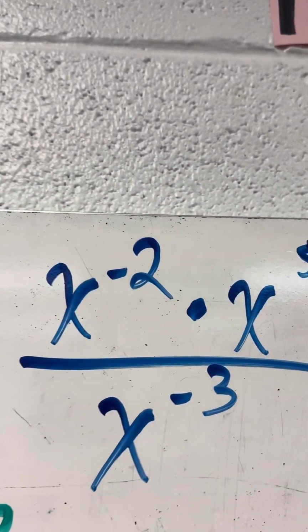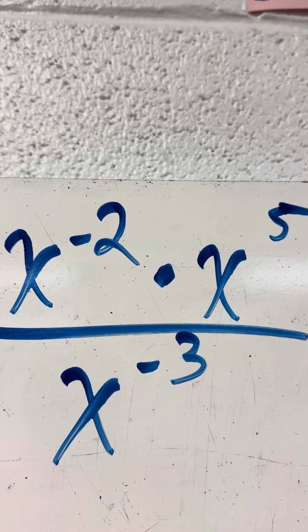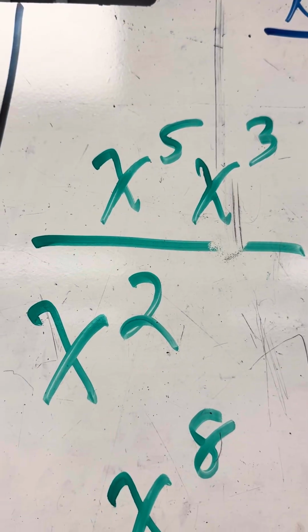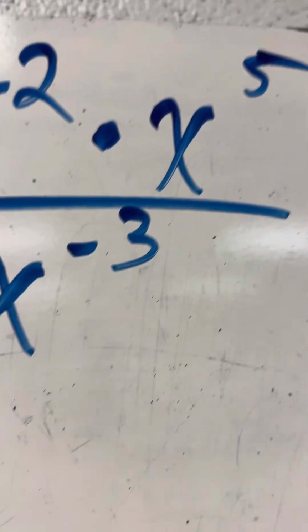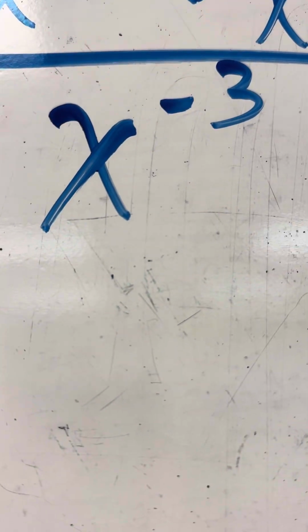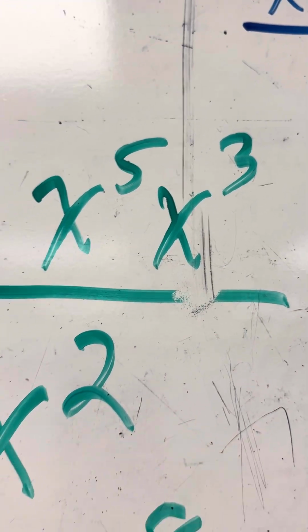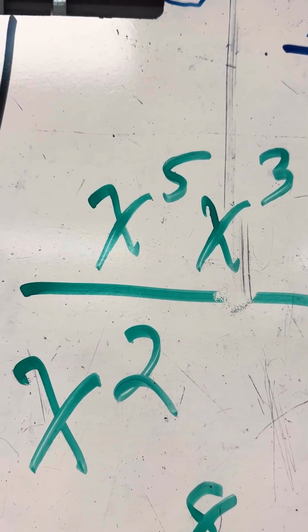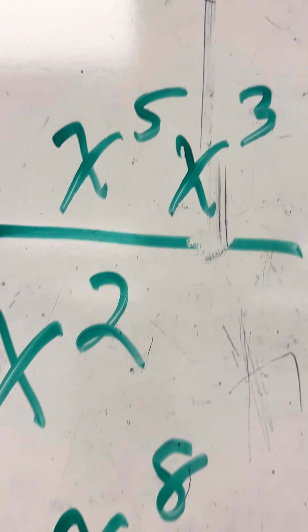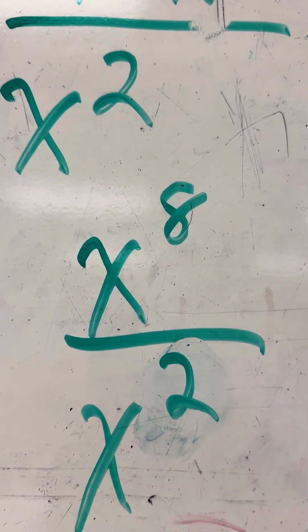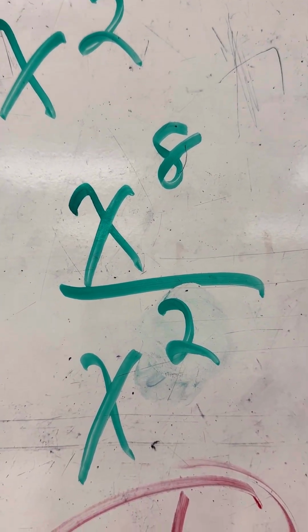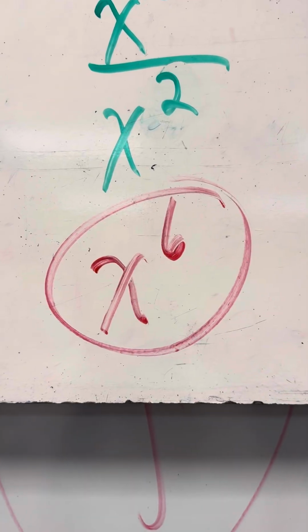Here, x to the negative 2nd moves to the bottom, x to the 2nd. X to the 5th stays put, and x to the negative 3rd moves to the top, x to the 3rd. X to the 5th times x to the 3rd is x to the 8th. And x to the 8th over x to the 2nd leaves me with x to the 6th.